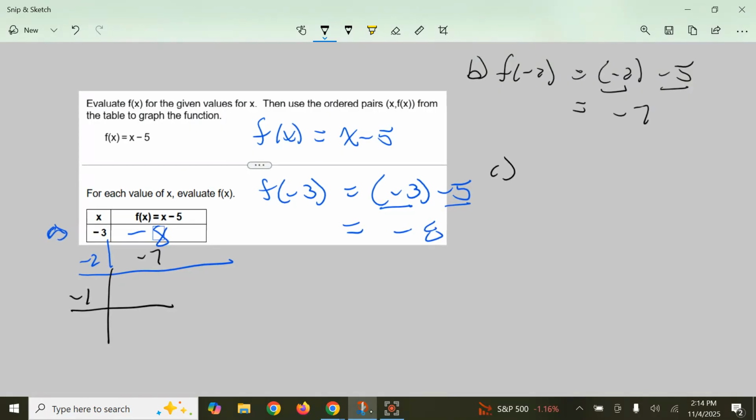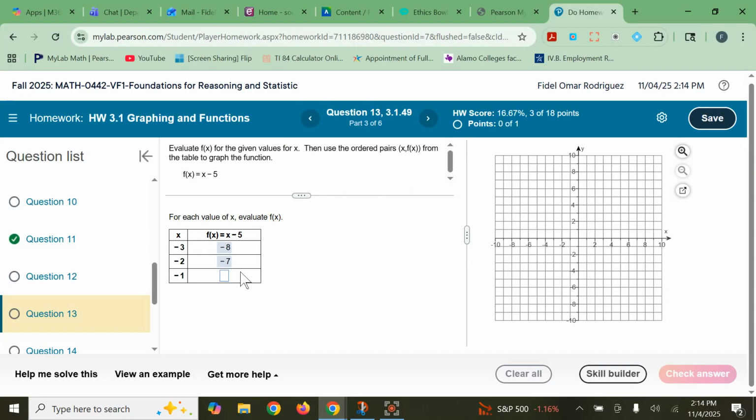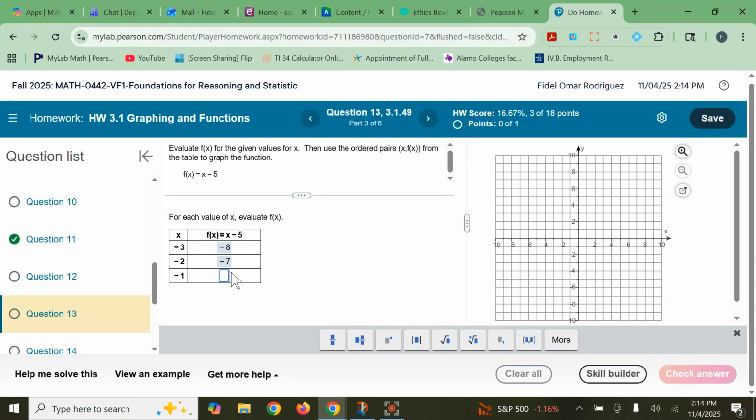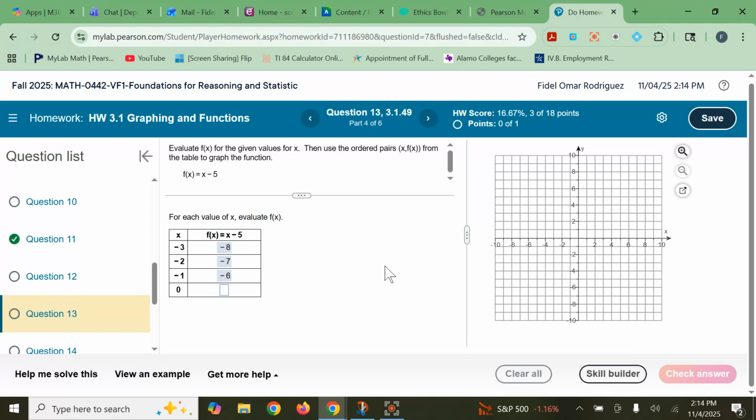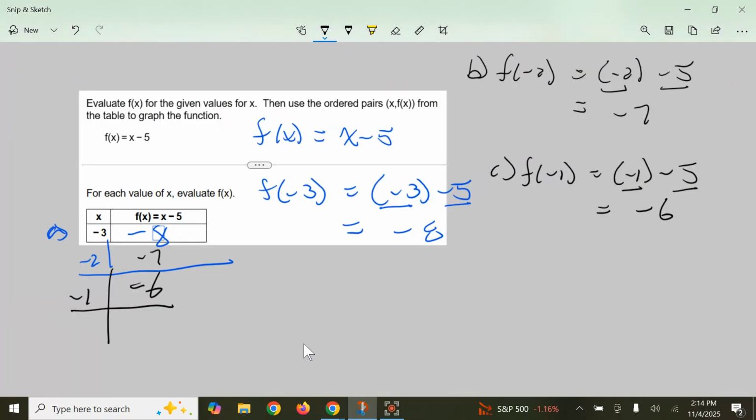All right, part C. f of negative 1, negative 1 minus 5. If I owe you $1 and I borrow 5 more, boom, negative 6. Okay, so we're going to go right here, minus 6, and see what we got. Okay, all right, so we got another part, with a 0. Let's put a 0 right here.